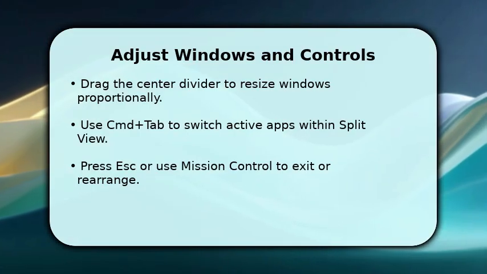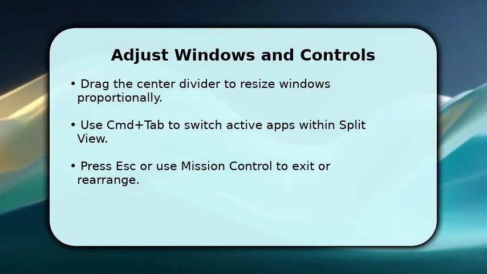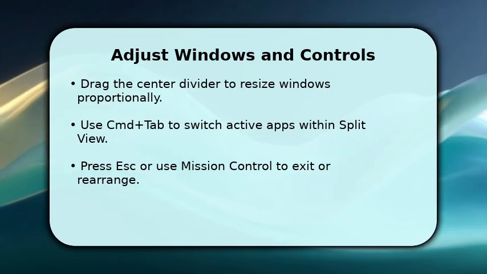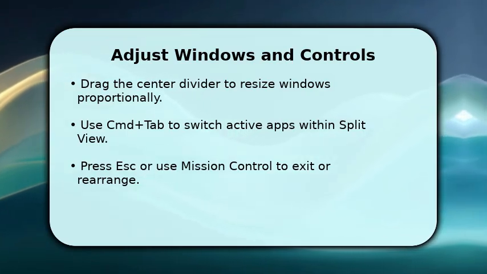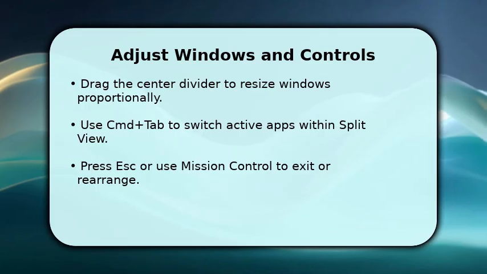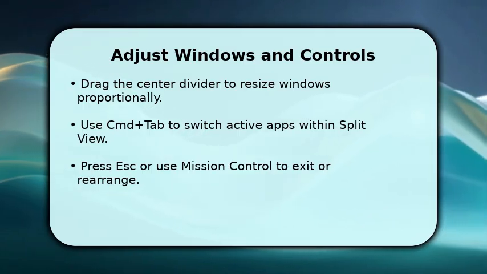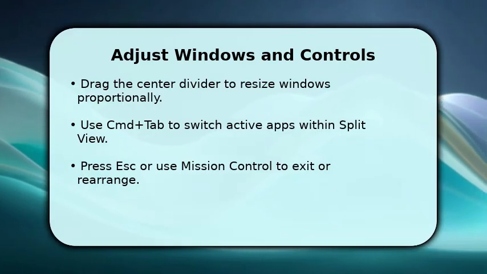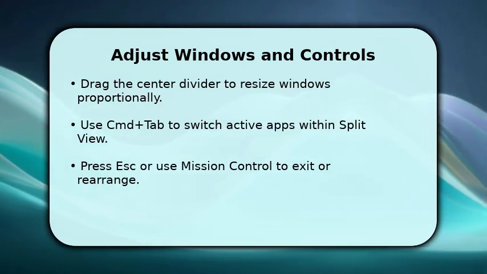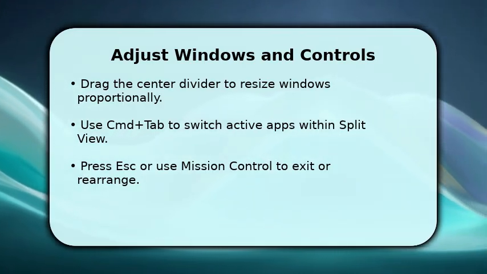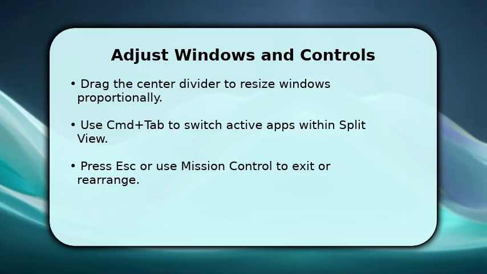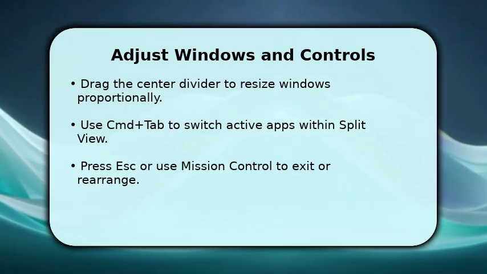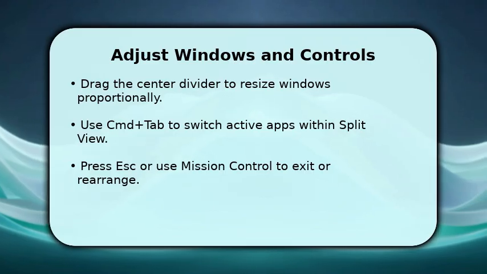Now you adjust and control the layout for work. You can drag the vertical divider to change how much screen each app gets. This is useful when one app needs more space. Make sure to use Command plus Tab to switch focus between apps without leaving split view. If you need to swap either side, use Mission Control or drag a different window into place. These controls let you balance visibility and workflow so both apps remain usable and responsive.